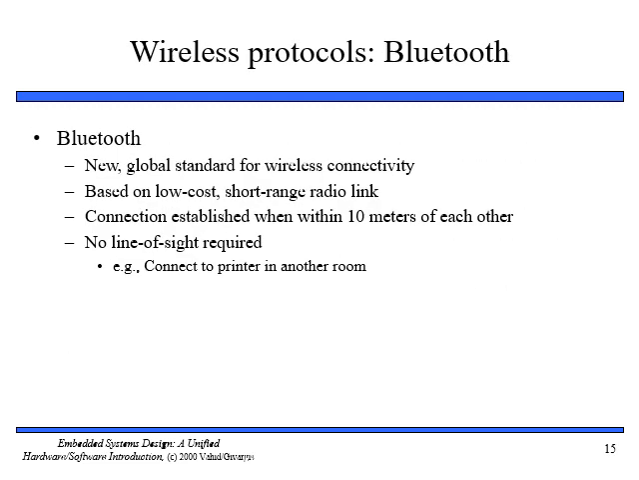Another type of wireless protocol is the Bluetooth protocol. Bluetooth is a new and global standard for wireless connectivity. This protocol is based on a low-cost short-range radio link. The radio frequency used by Bluetooth is globally available. When two Bluetooth-equipped devices come within 10 meters of each other, they can establish a connection. Because Bluetooth uses a radio-based link, it does not require a line-of-sight connection in order to communicate.